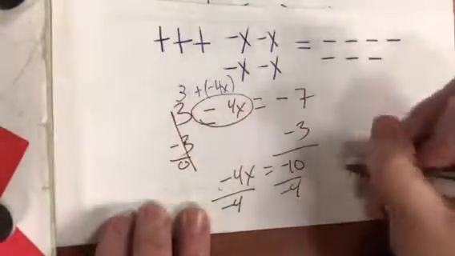To separate the number from the variable, you divide. Divide by a negative 4. A negative divided by a negative is a positive. So we've got a positive 10 over 4.